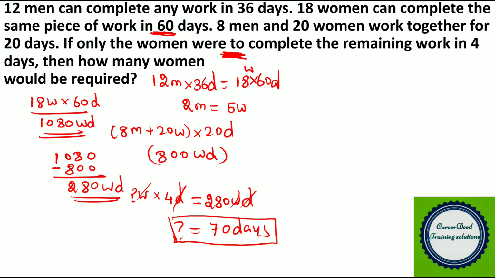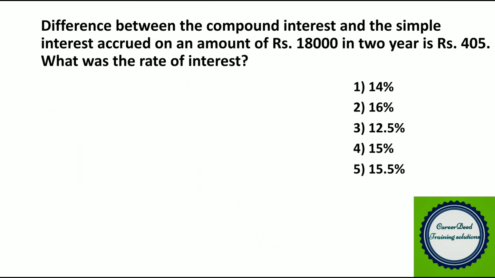Now moving to question number 16. The difference between the compound interest and simple interest accrued on an amount of rupees 18,000 in 2 years is rupees 405. What is the rate of interest? If you know the principle of simple and compound interest, this problem is really simple. We don't need to use any formula.